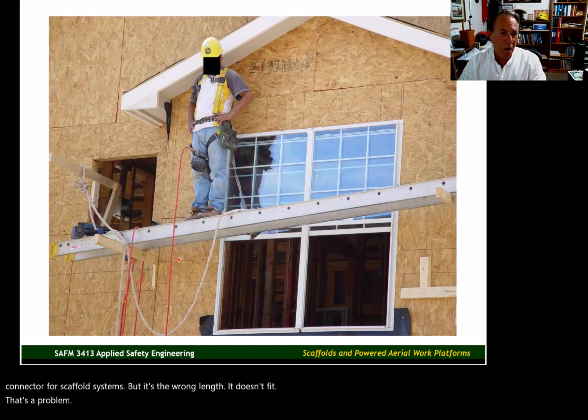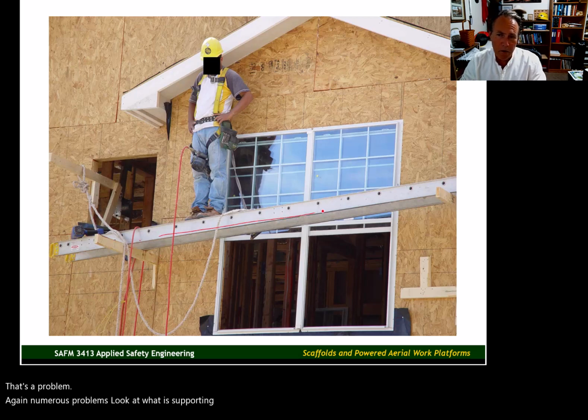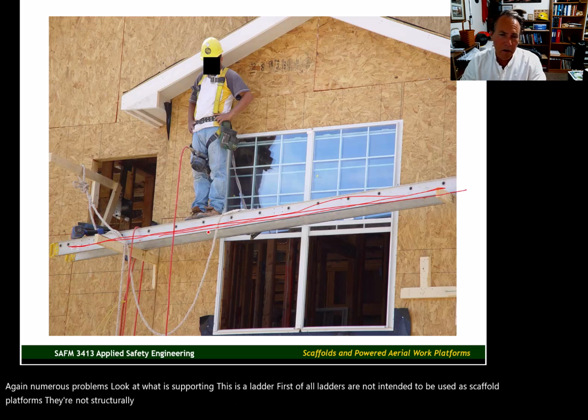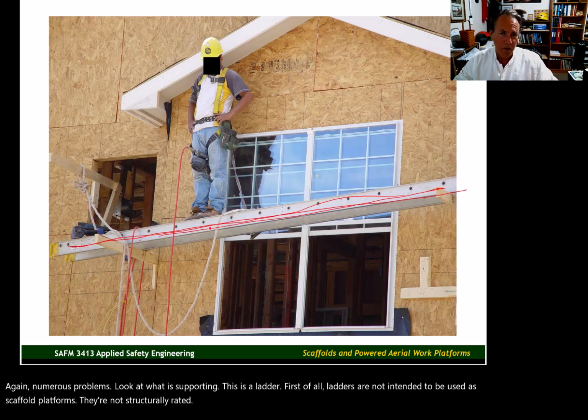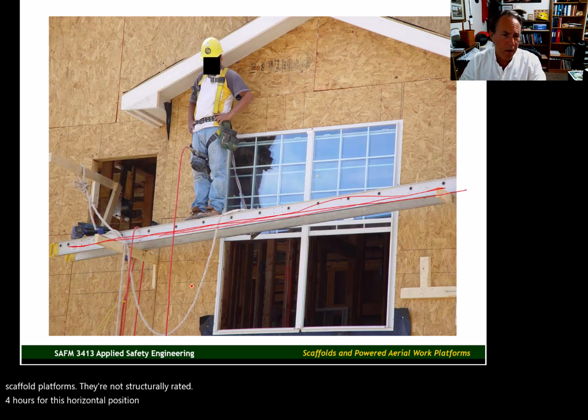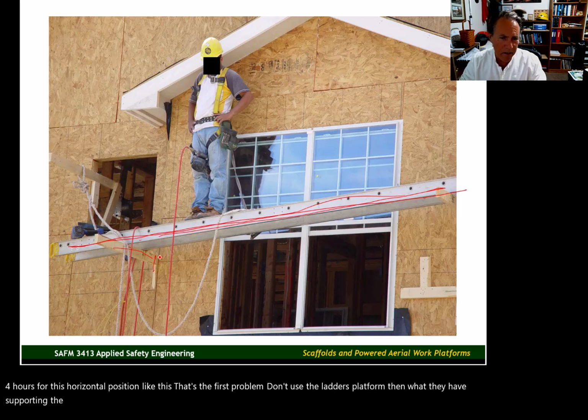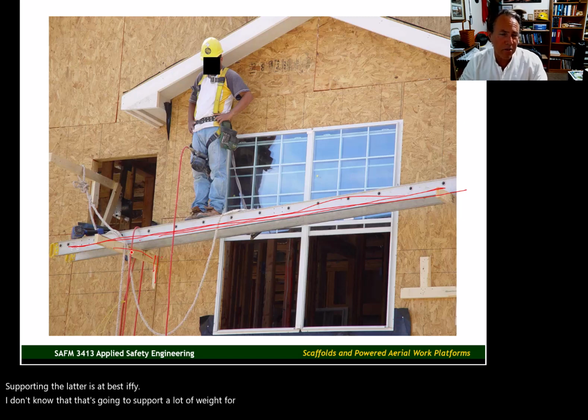Again, numerous problems. Look at what is supporting this. This is a ladder, first of all. Ladders are not intended to be used as scaffold platforms. They're not structurally rated for this horizontal position like this. That's the first problem. Don't use a ladder as a platform. Then what they have supporting the ladder is at best iffy. I don't know that that's going to support a lot of weight for very long. I'd have to take a closer look at it. But I don't need to really see any more.